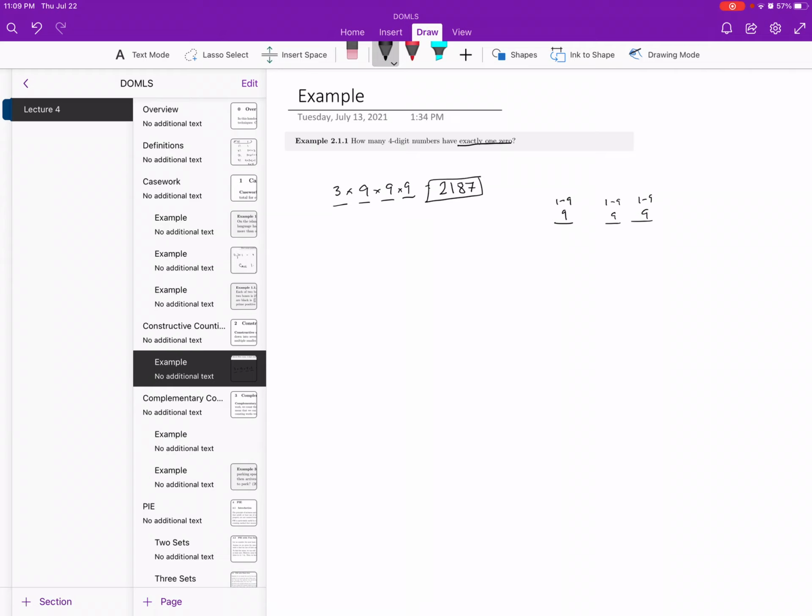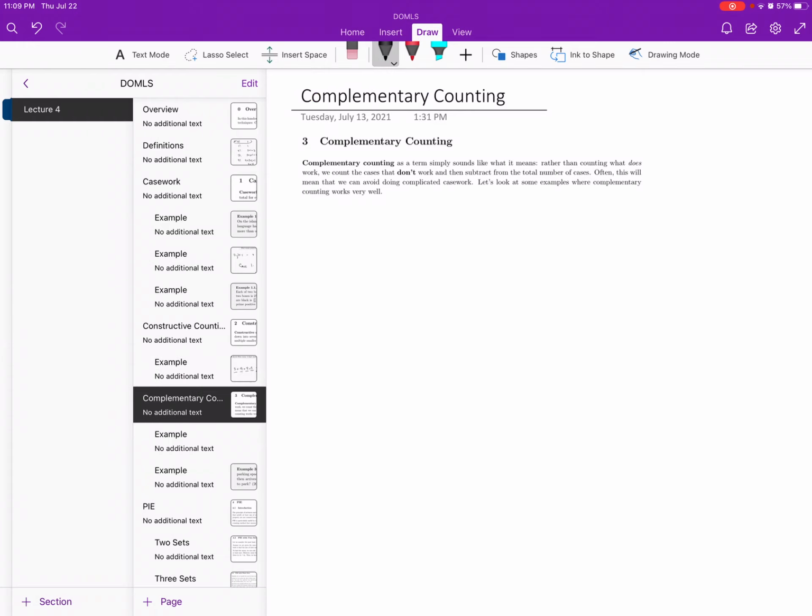And that's our answer. So that was really quick and pretty simple. Okay, so let's go to complementary counting. Complementary counting, we already saw this. It's the idea that we have a big problem, so we divide it into 2 parts: the part we want and the part we don't want.